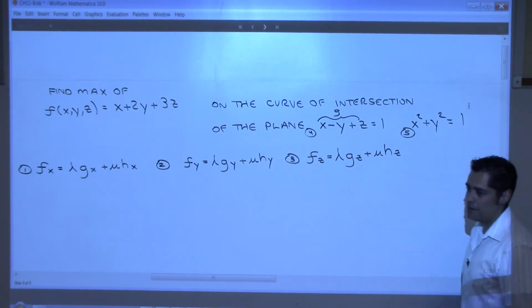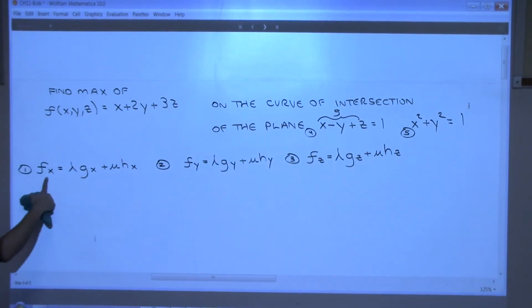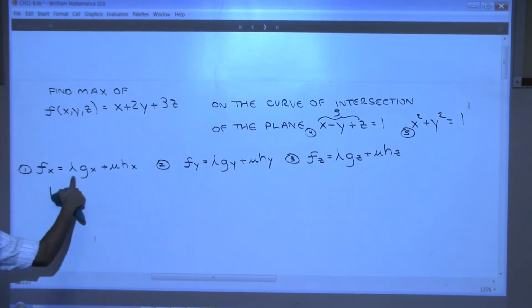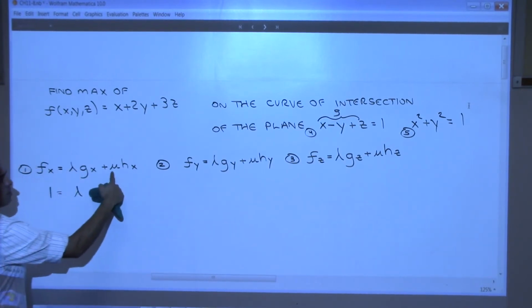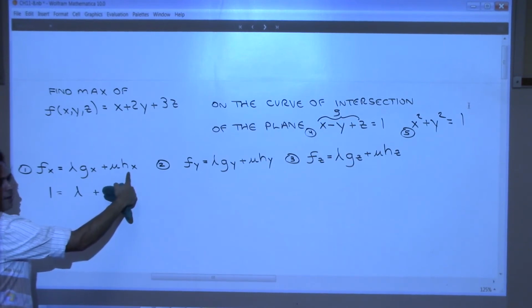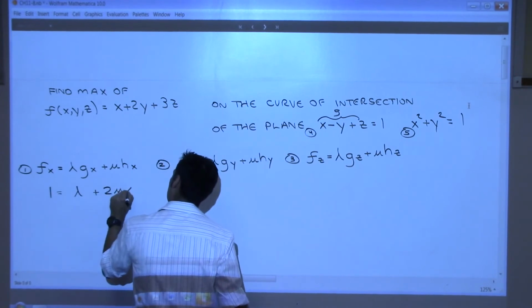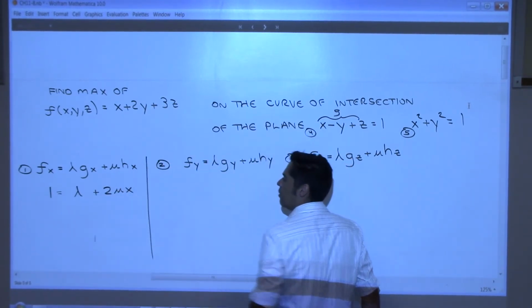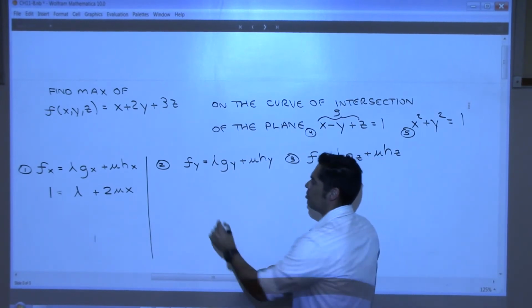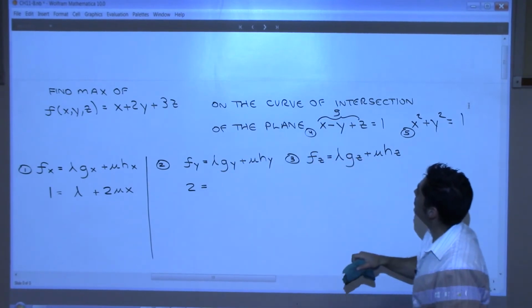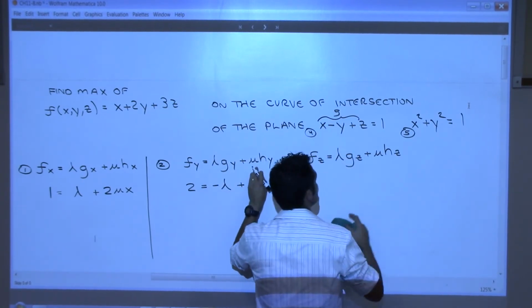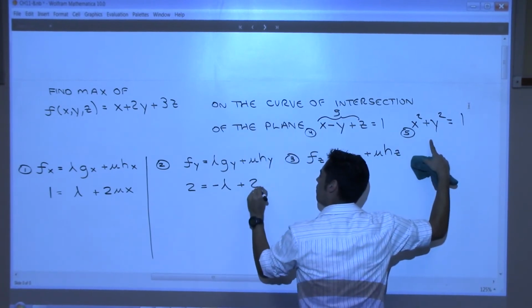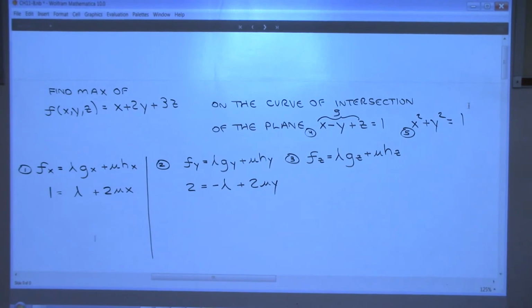All right, let's see. I'm hoping these are going to turn out to be nice. What is the partial of f with respect to x? 1. Lambda times, what's the partial of g with respect to x? 1, so that's just lambda. Plus, what's the partial of h with respect to x? 2x times the mu, so it's 2 mu x. Is that okay? Next one. Partial of f with respect to y? 2 equals lambda times the partial of g with respect to y? Negative 1, so negative lambda. Plus mu times the partial of h with respect to y, 2 mu y.